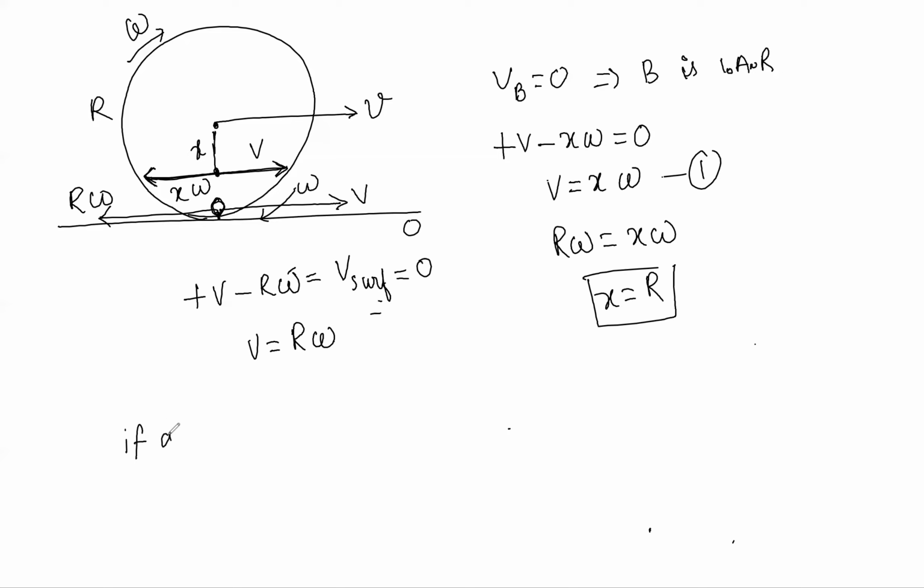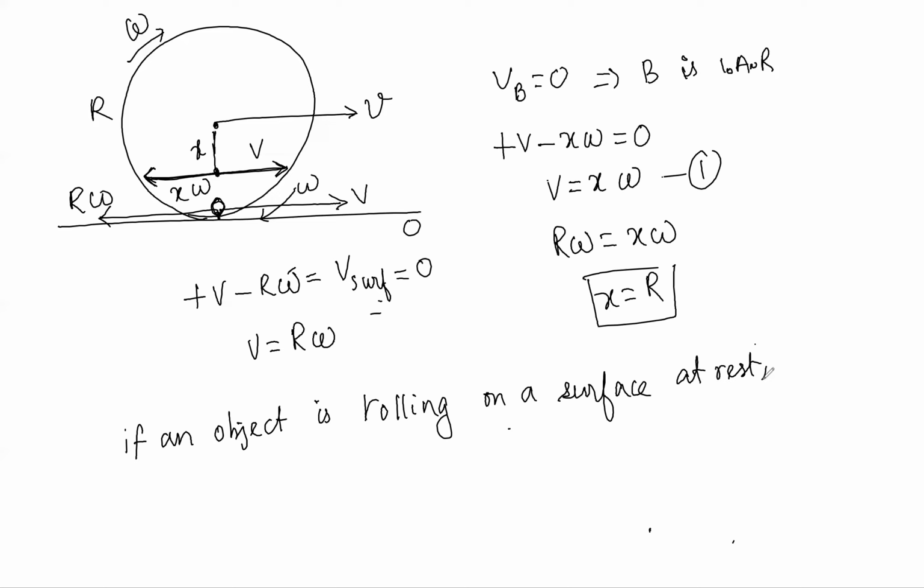If an object is rolling on a surface at rest, then the instantaneous axis of rotation is the point of contact with the surface.